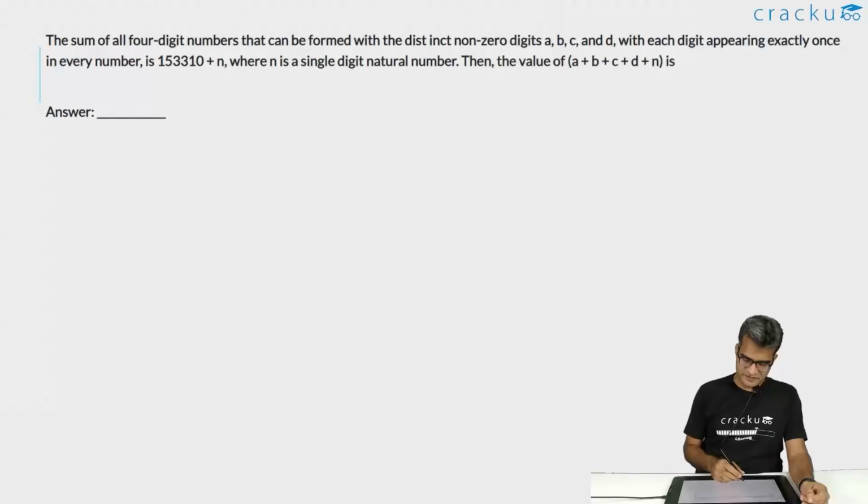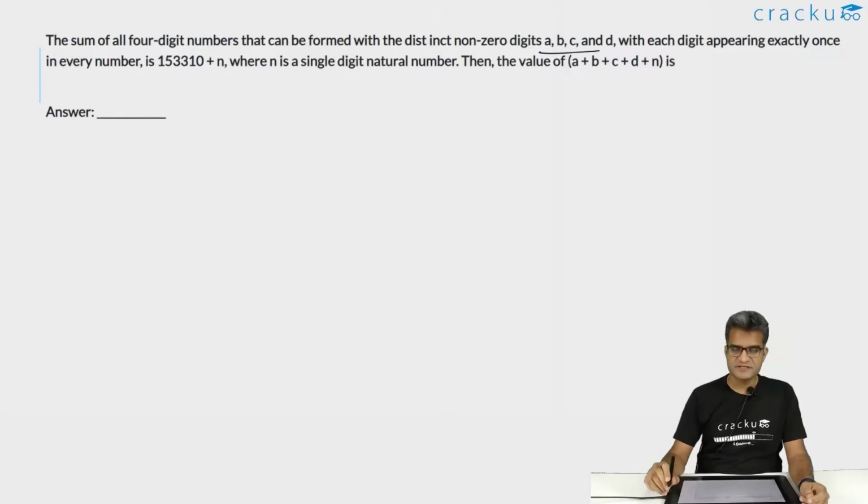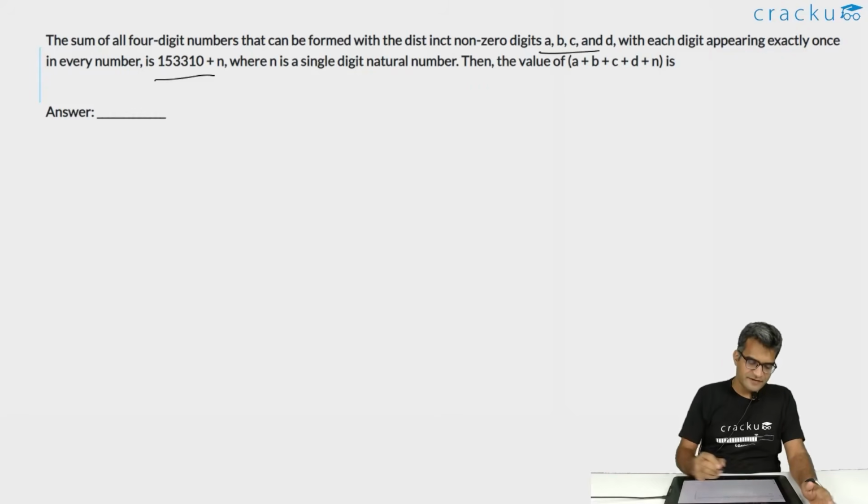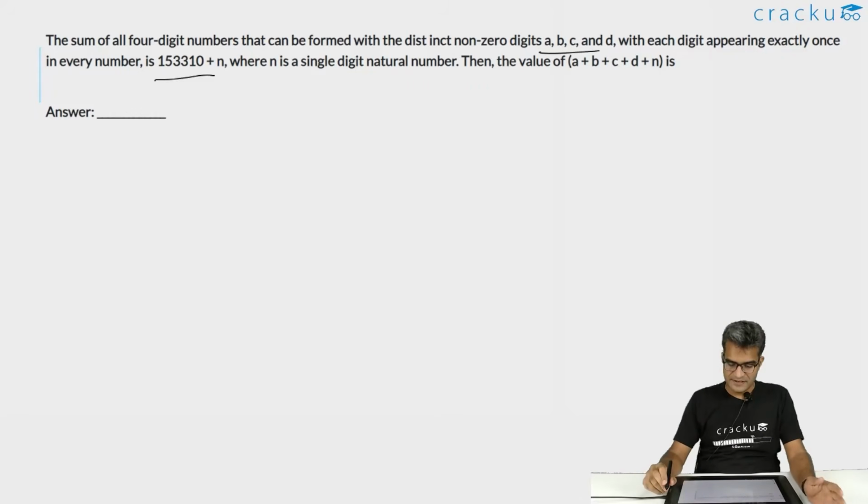In this question, we are told that there are 4 non-zero digits A, B, C and D. When we form all the 4-digit numbers that can be formed using ABCD and add all of them up, the sum is 1,53,310 plus n. We are required to calculate the value of a plus b plus c plus d plus n. So to do that, let us first look at the number a.